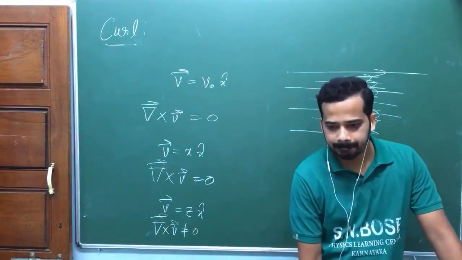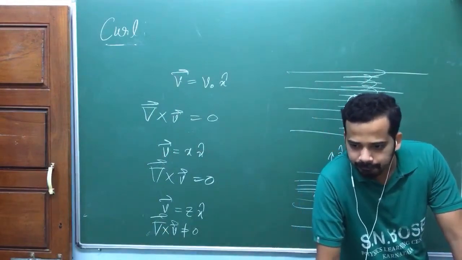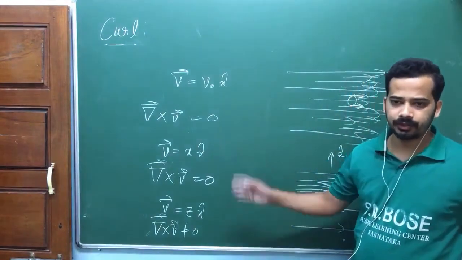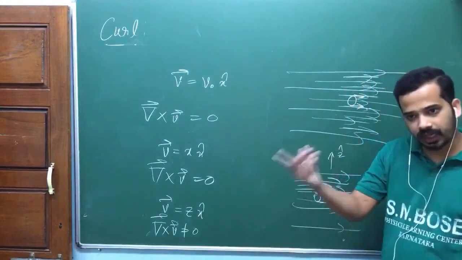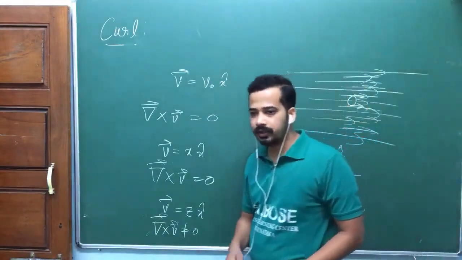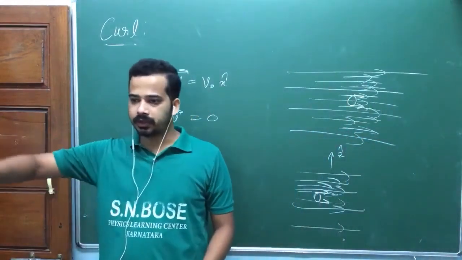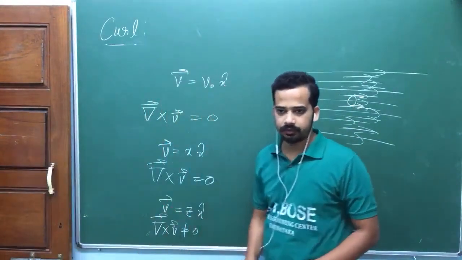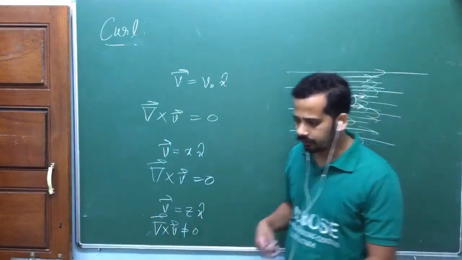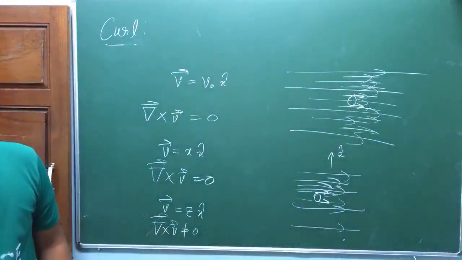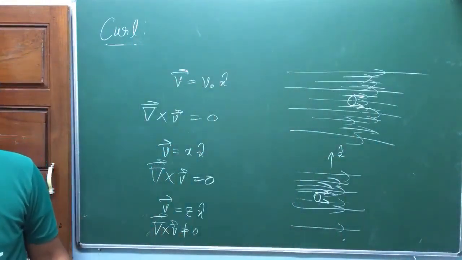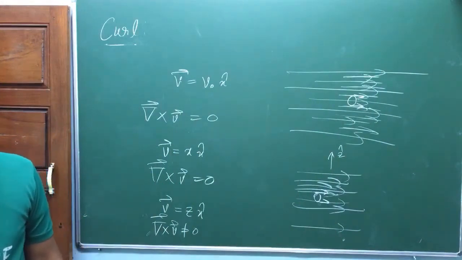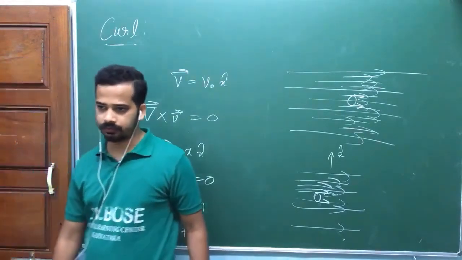Sir, please repeat that question. No, he's saying that for a conservative field the curl will be 0, which means the closed line integral is 0. We have to start with the closed line integral because it is defined as the work done in moving some charge along a closed path, in the case of an electric field. We shall see that one. I had one more word: solenoidal field. A solenoidal field will have non-zero curl.